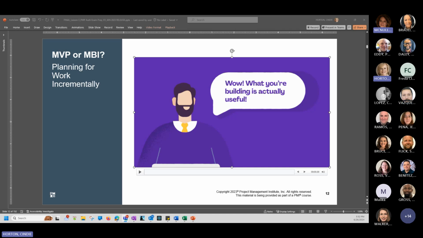The MBI, minimal business increment, is what MBI stands for. We'll typically use that to expand or enhance an existing product. So what we're trying to do here is a similar concept, but this time with the MBI, we're expanding or enhancing an existing product, not a prospective opportunity or a new product as we would with an MVP. So that's the difference between the two.